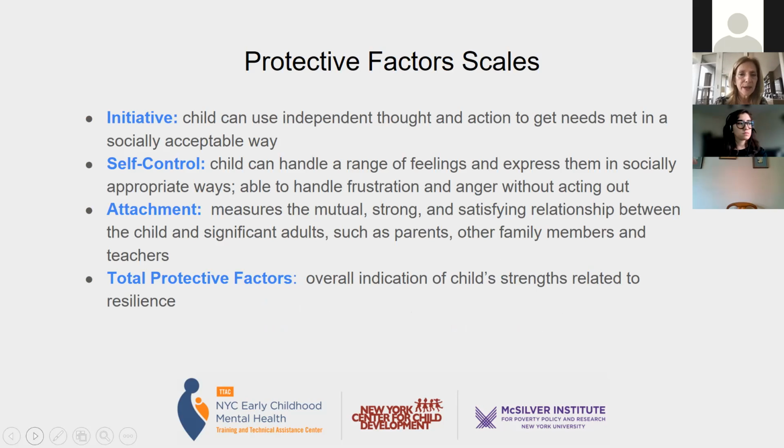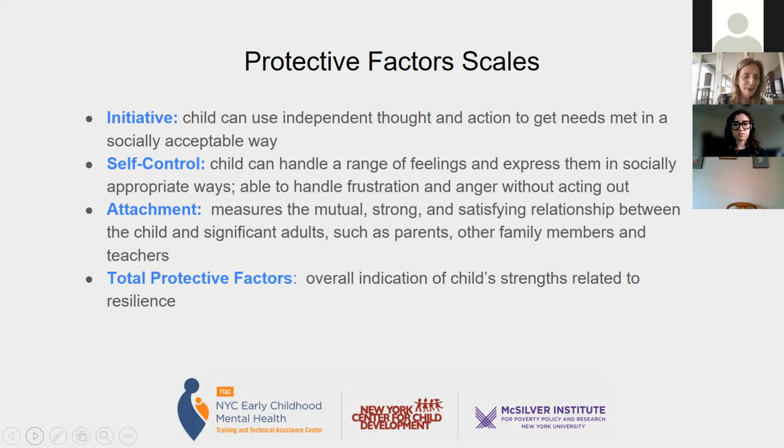So the protective factor scales include three different sets of behaviors. The first is initiative. Initiative speaks to a child who can use their own inner resources to get their needs met in a socially acceptable way. The concept is similar to autonomy and self-efficacy. Children who receive high scores on initiative are usually independent and active learners who will start or organize activities with other children. They tend to be children who are good problem solvers and enjoy challenges.